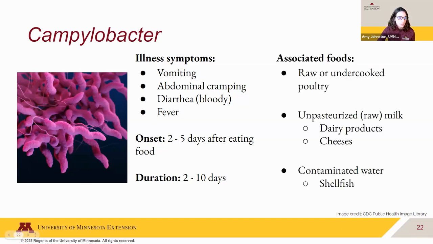So similar to Salmonella, Campylobacter is naturally present in the GI system of animals and birds. And again, while it does not make the animals and birds sick, it can make people sick. So handling or eating undercooked or raw poultry is a frequent cause of illness. Raw milk can be contaminated with the bacteria, and then any dairy products made from that raw milk. And then water can also be contaminated if there are animal feces that run off into that water.